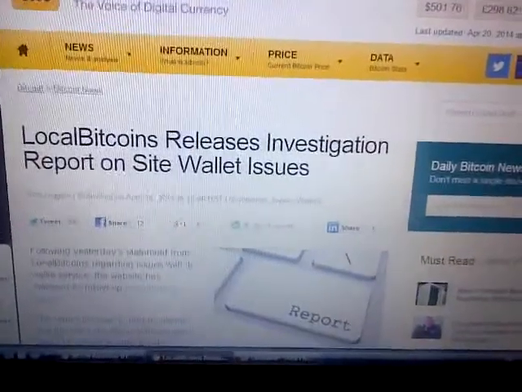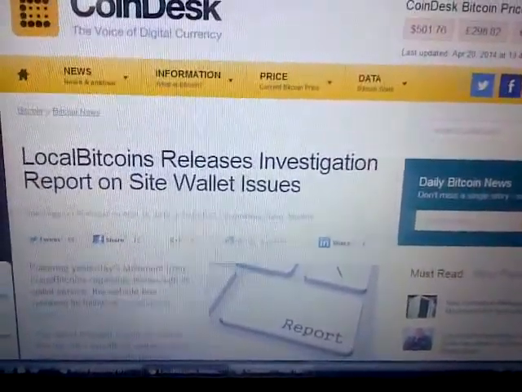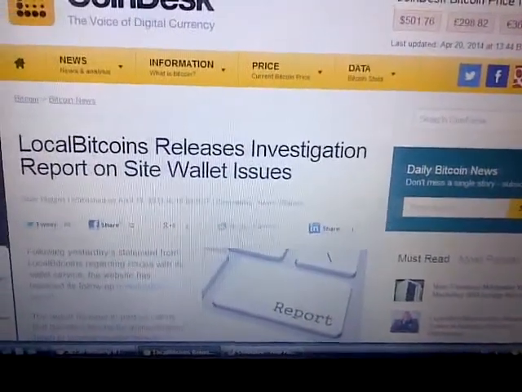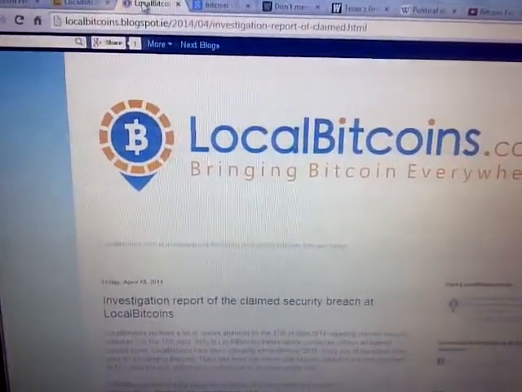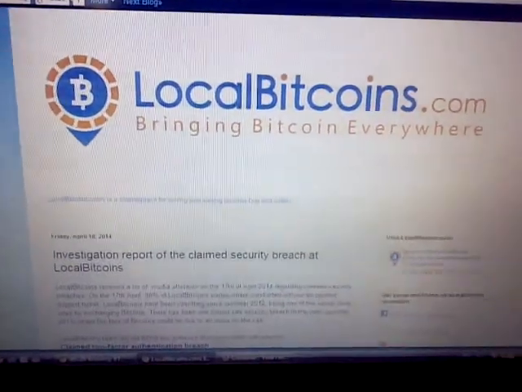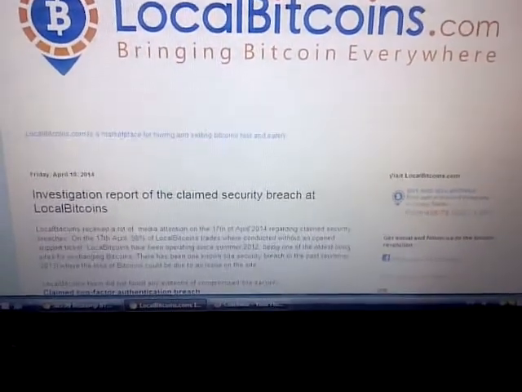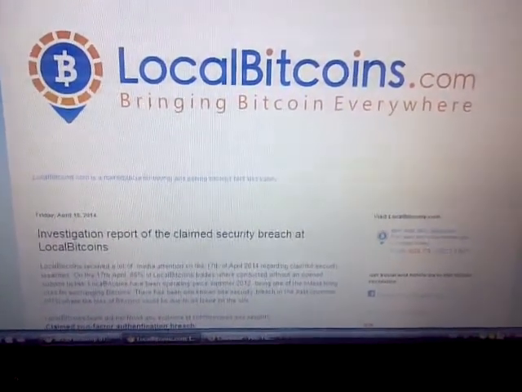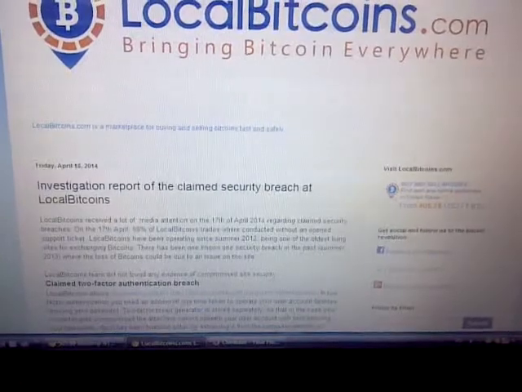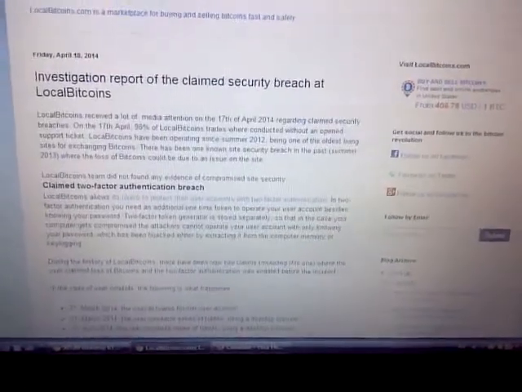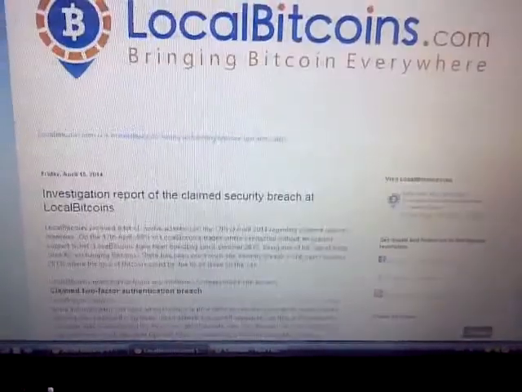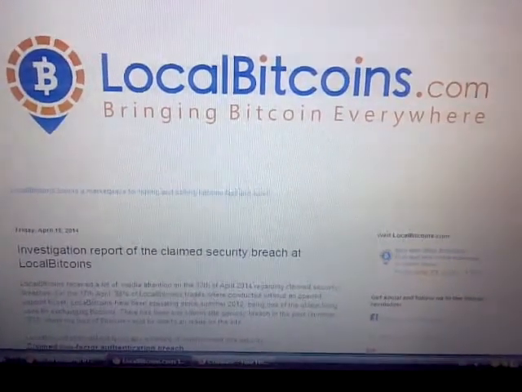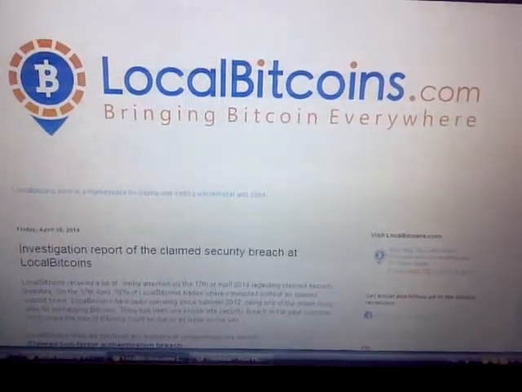I use many different exchanges just to mitigate my risk in trading Bitcoins. And here it is. There's a link on that article, and it talks about all that happened. So far in my experience with Local Bitcoins, I haven't had this issue. But then again, I'll tell you something. I do get scammed once in a while.